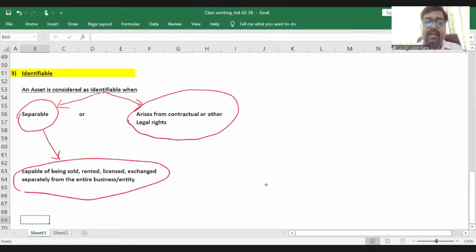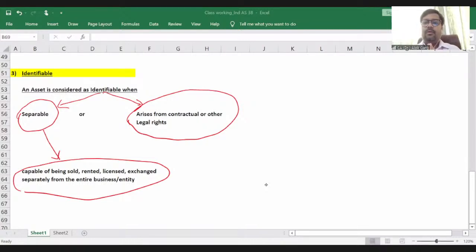Sir, we haven't understood anything as far as identifiable is concerned. Don't worry. Jay, what do you want me to repeat? You want to repeat the meaning of non-monetary assets? Monetary assets are those assets which can be converted into a fixed, determinable amount of money, right?